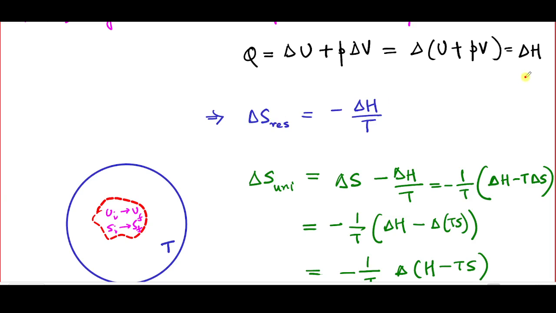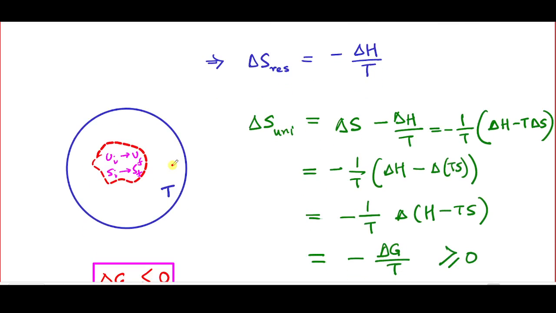Now, if delta H goes into the system, minus delta H goes into the reservoir, so the entropy change of the reservoir is minus delta H over T, and the entropy change of the universe is when you add this minus delta H over T to delta S. Once again, we play the same game. We take minus 1 by T out. This becomes delta H minus T delta S. And because T is fixed throughout, you can move it in. And once again, remember, this T is the temperature of the system as well, because it's in thermal contact with the reservoir throughout.